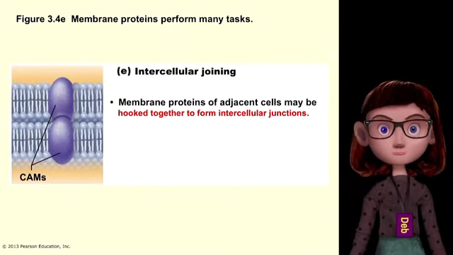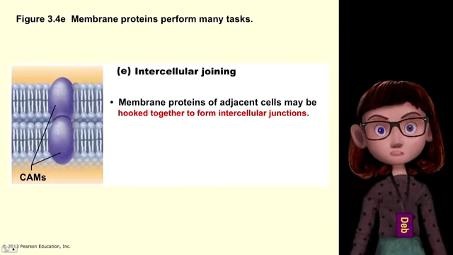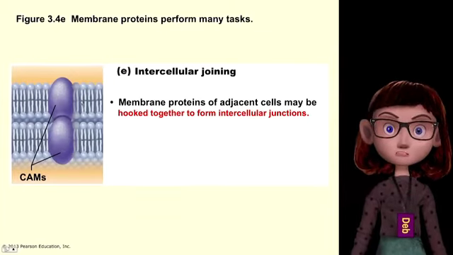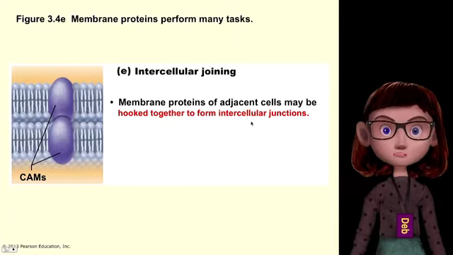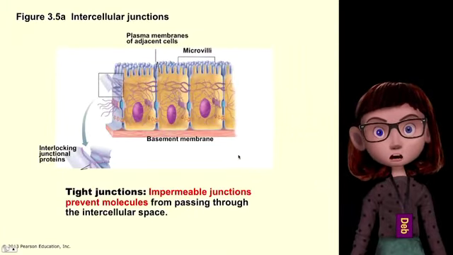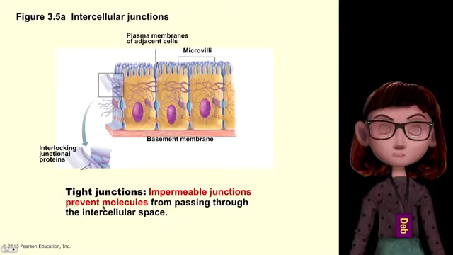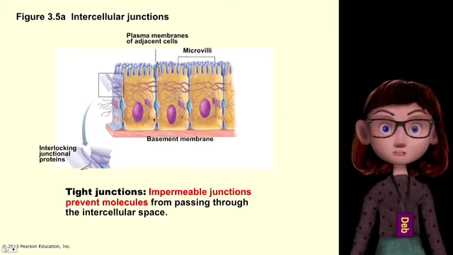Other membrane proteins are going to form intercellular joining. Membrane proteins of adjacent cells, those are next to each other, might be hooked together to form intercellular junctions. And there's actually two types of intercellular junctions. One of them is called a tight junction. This forms an impermeable junction between cells to prevent molecules from passing through the intercellular space.